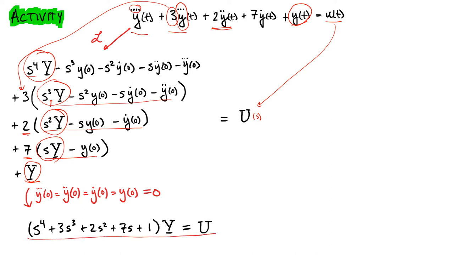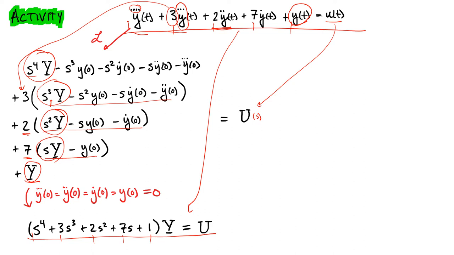And it's no coincidence that if you look at the coefficients, 1, 3, 2, 7, 1, they match the original differential equation, 1, 3, 2, 7, 1. And you're going to see that pattern happen again and again simply because of the way in which we do the Laplace transform. So it's super easy, if you know that you have 0 initial conditions, to go directly from this single differential equation to its Laplace transform version.